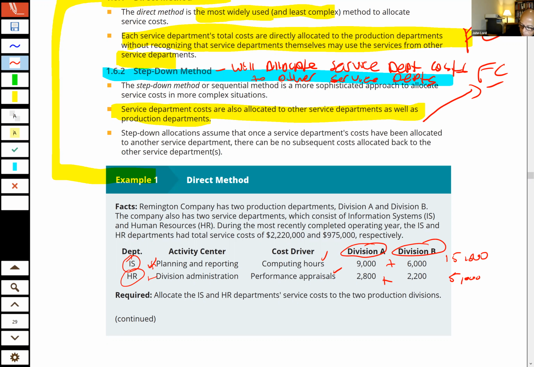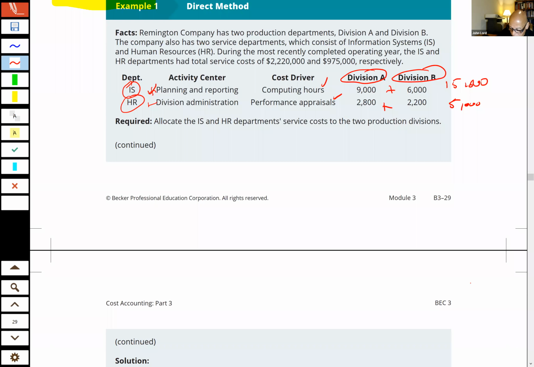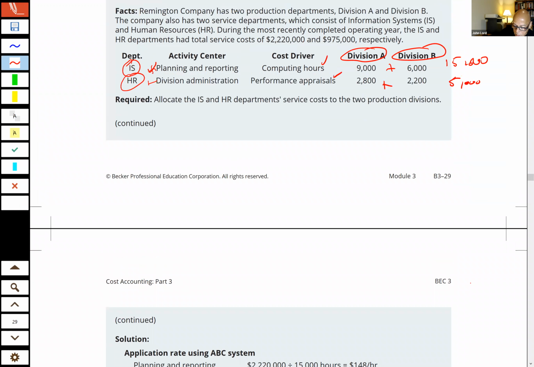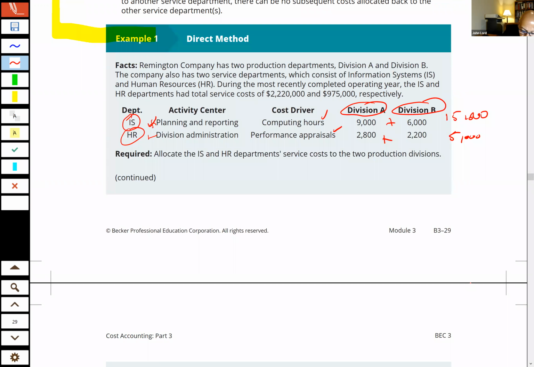Now if I'm using the direct method, I am just going to say the planning and reporting costs were 2.2 million. That's right there. And for information system and for the HR, it's 975,000, right? I'm trying to turn that to yellow.